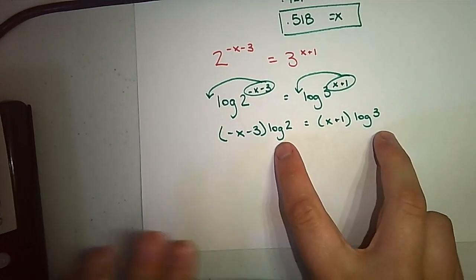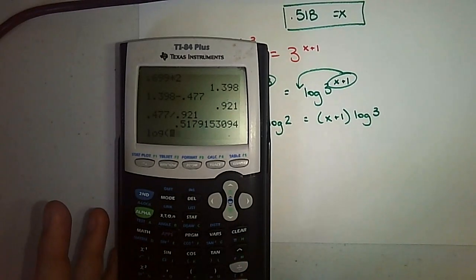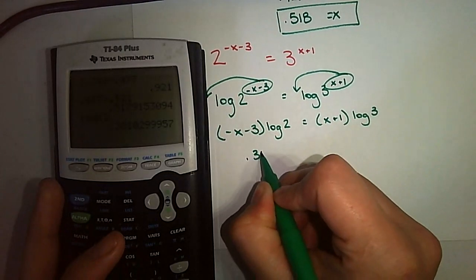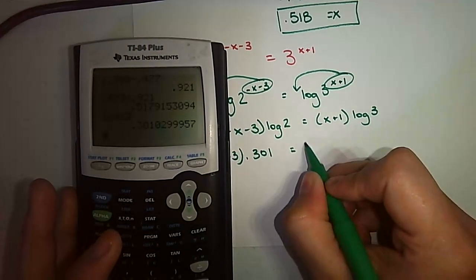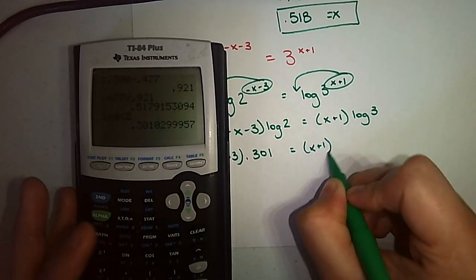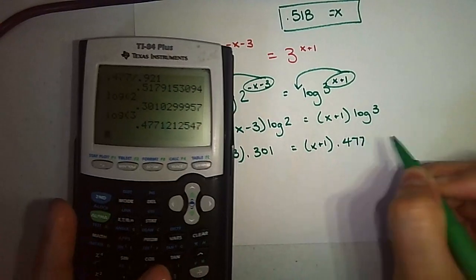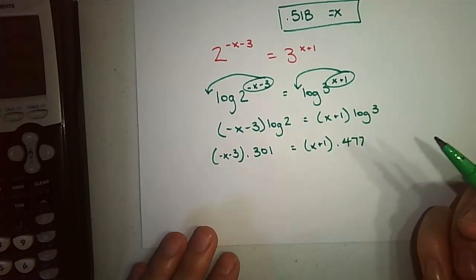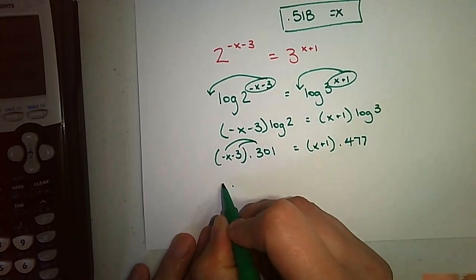Next, I'm going to go ahead and get these decimal approximations for our logs. So log 2 is about 0.301. And log 3 is 0.477. And then it's messy, but it's a pretty simple equation to solve. So I'm going to go ahead and distribute that in.